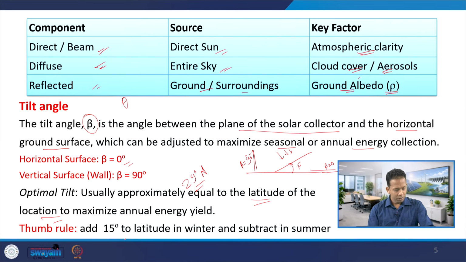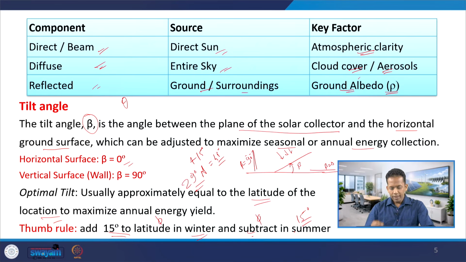The thumb rule is that in winter we add 15 degrees to the latitude, that is phi, and in summer we subtract 15 degrees from the latitude. Now let us take the example of Roorkee, which is at about 29 or 30 degrees latitude. If you add 15 degrees in winter, it will be close to 44 degrees, and in summer if you subtract, it will be around 15 degrees.